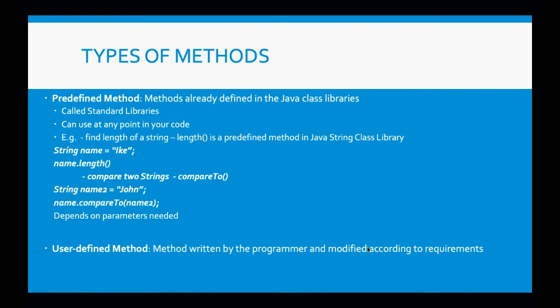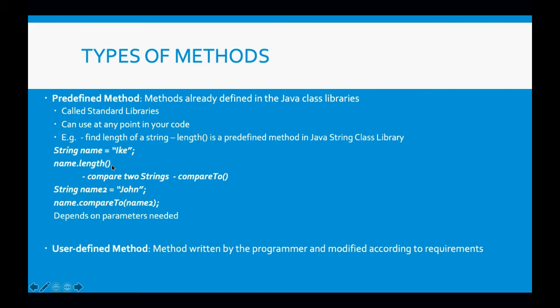For example, if I want to find the length of a string, there is a predefined method in the Java string class library called length. So like I said, if my name is Ike, if I declare a string with the variable name name, and I assign it the value Ike, I can find the length of that name. So if I say name.length, it gives me the length of that name. Let's try and see if that will work.